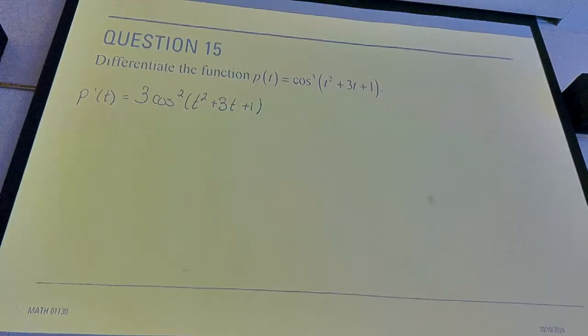There's more. All right, so then what is the next piece? Times negative sine of t squared plus 3t plus 1. Is that it, or is there more? And what is the next piece? The derivative of t squared plus 3t plus 1, which is 2t plus 3. Is that it?